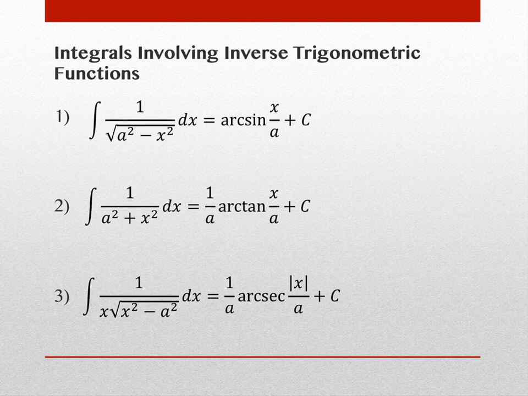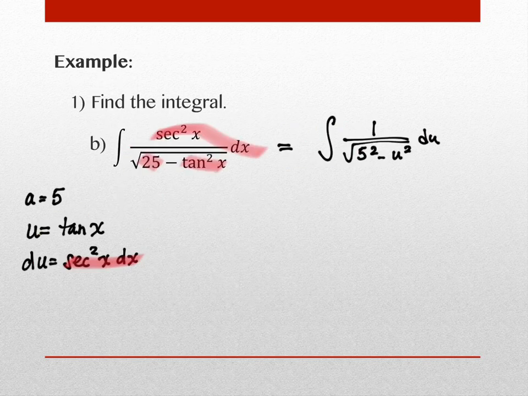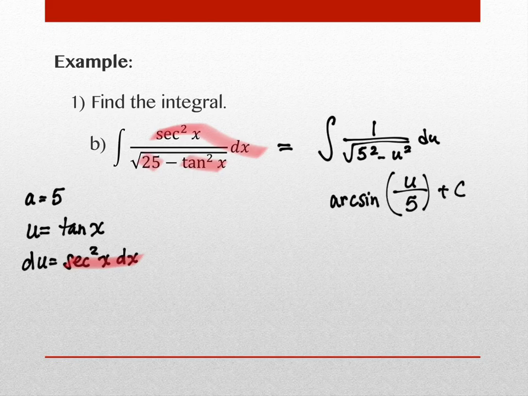So this says it's going to be the arcsine of the variable over the a. So my arcsine, my variable right now is u, over the a, which is the first piece squared, which is 5, plus c. But of course the problem didn't start out with u, so it won't end with u. We will change the u back into what u is equal to, which is the tangent of x, and then that's over 5 plus c.